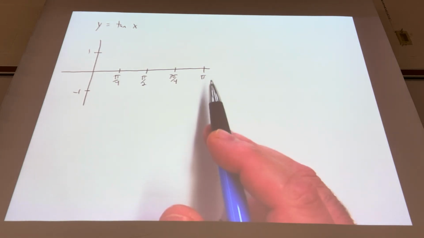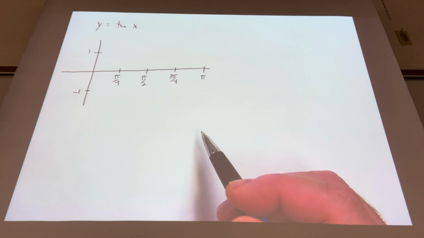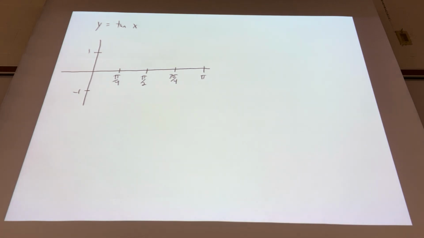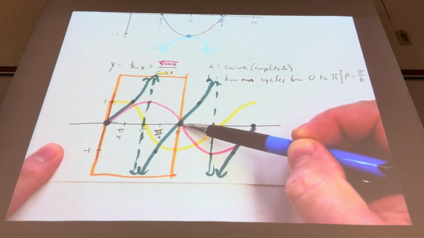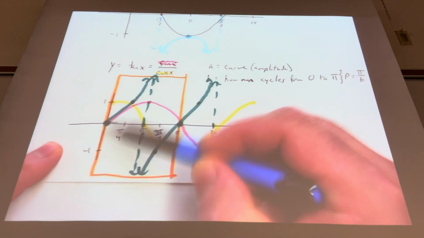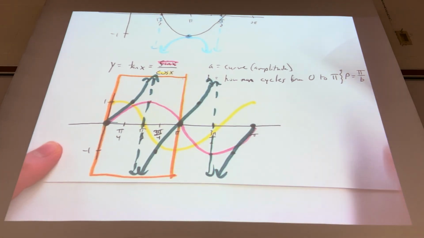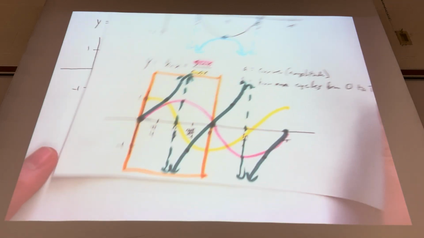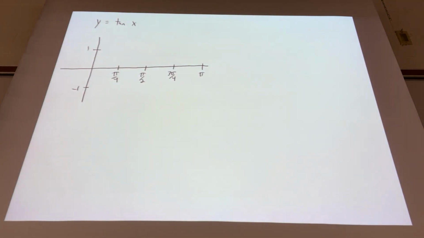Why divide by 4? Because the tangent cycle starts repeating at pi, not 2 pi like sine and cosine. So that's one thing you have to relate: the difference for the period is pi divided by b versus 2 pi.